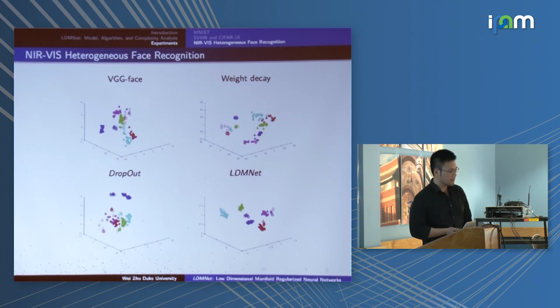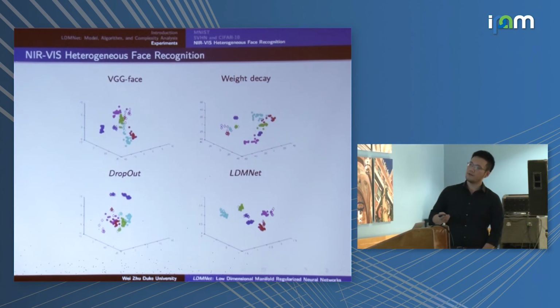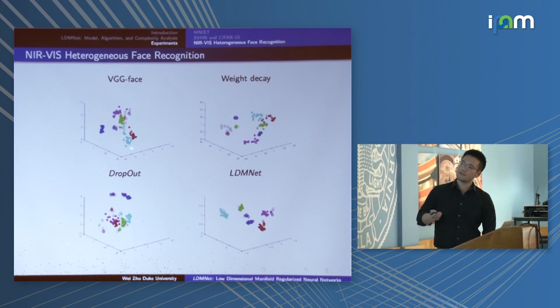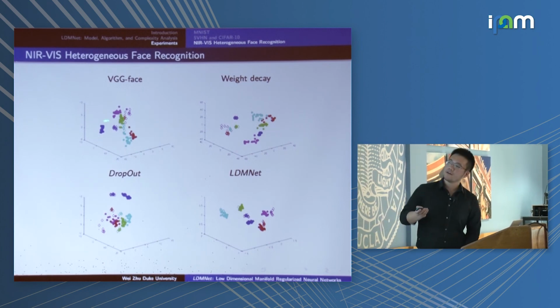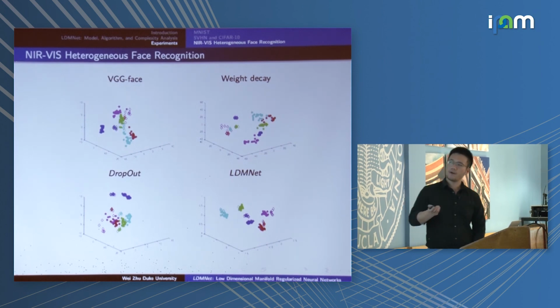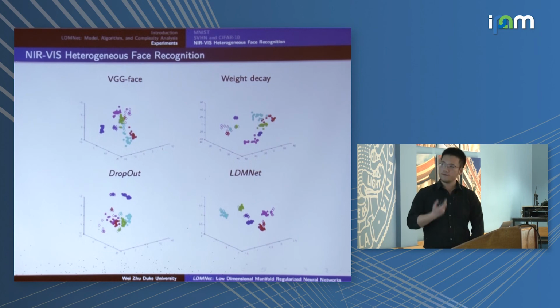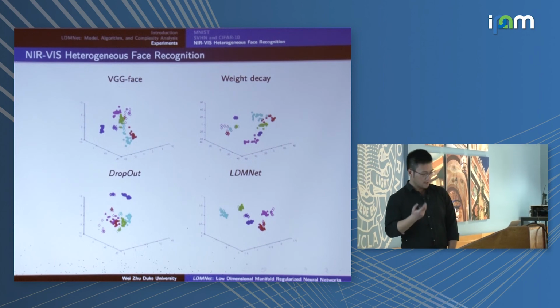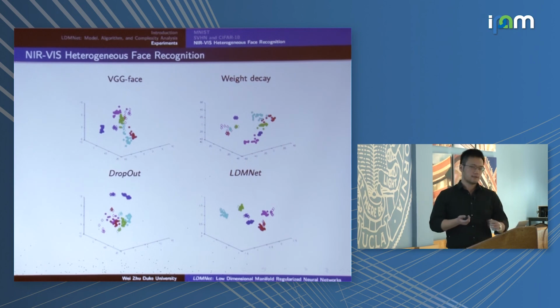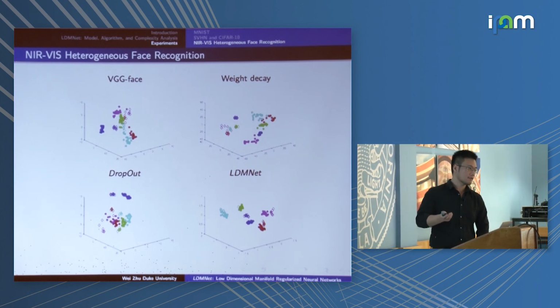Okay, you can also visualize the results in R2. In this visualization of VGG face, every subject is distinguished by a different color. For every subject, the filled circle is the visible light images, and the unfilled diamond is the near-infrared images. As you can see, if you use the vanilla VGG face network, images of the same modality of the same subject do form a cluster. But if you look at two different modalities of the same subject, they actually form two different clusters.